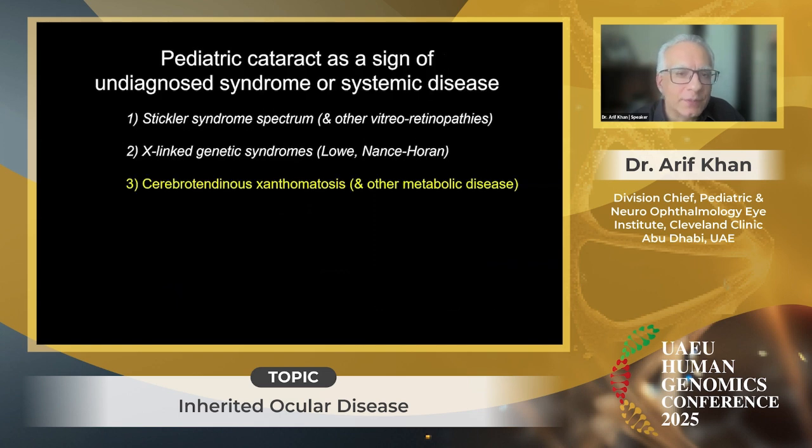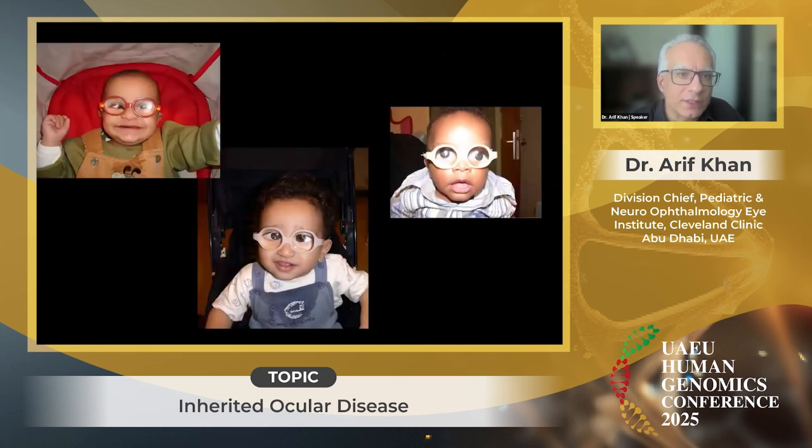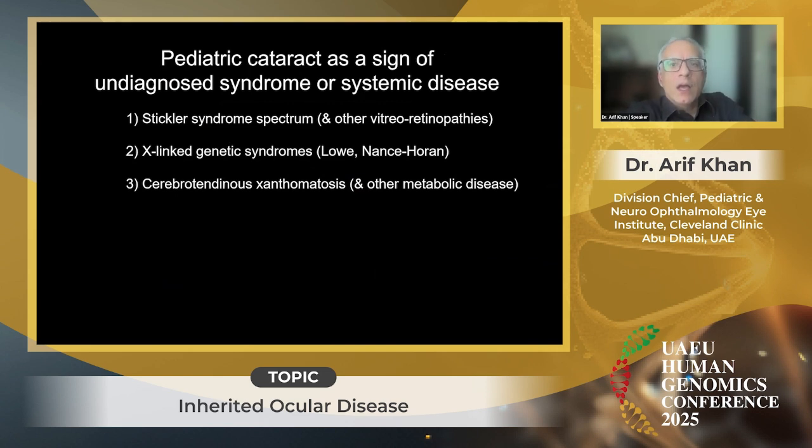So that brings me to the end of what I wanted to cover. Pediatric cataract, when it occurs in the setting of a syndrome or systemic disease, the fact that there's a syndrome or systemic disease is typically obvious. However, I've gone over situations where pediatric cataract is a sign of undiagnosed syndrome or systemic disease. And I hope I've given you a flavor of how powerful ophthalmic phenotyping can be and useful in making these diagnoses. Thanks for listening and thanks for including me.